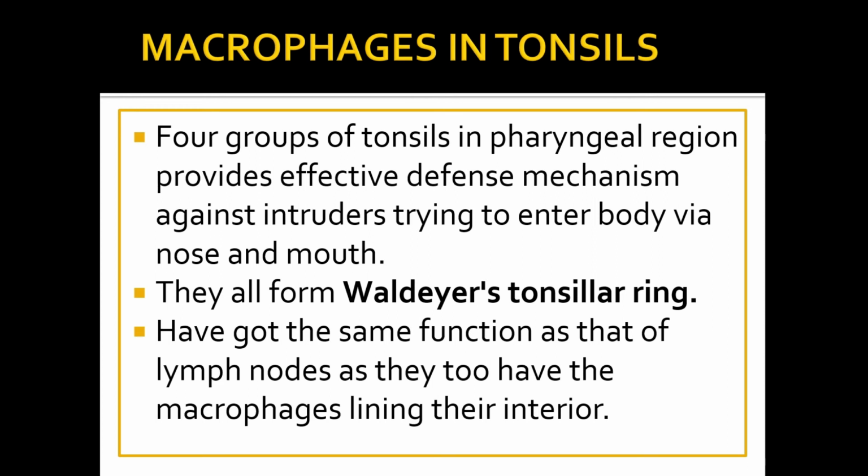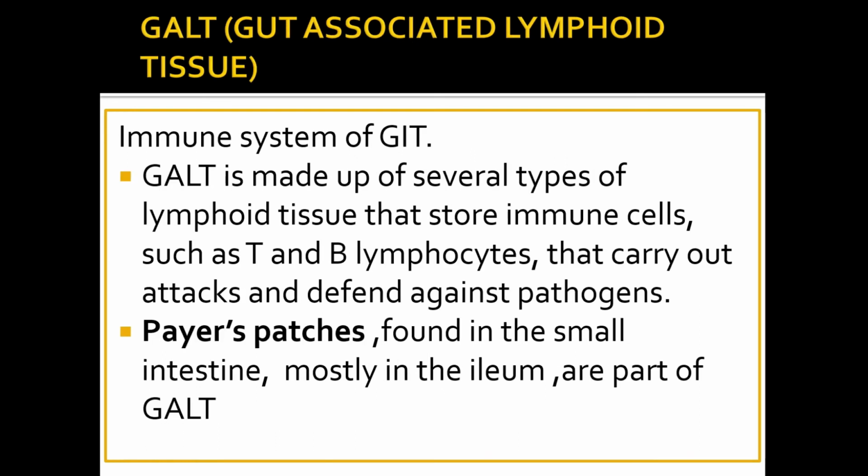They have the same function as that of the lymph nodes, as they too have macrophages lining their interior. So the tonsils are very important, but I believe that this next one is the most important in prevention of entry of foreign bodies. GALT is the gut associated lymphoid tissue, and GALT is made up of several types of lymphoid tissues that store immune cells such as T and B lymphocytes that carry out the attacks and defend against the pathogens.